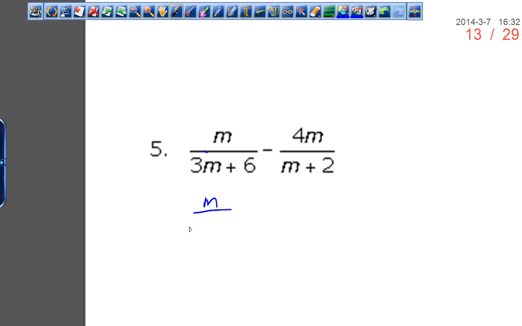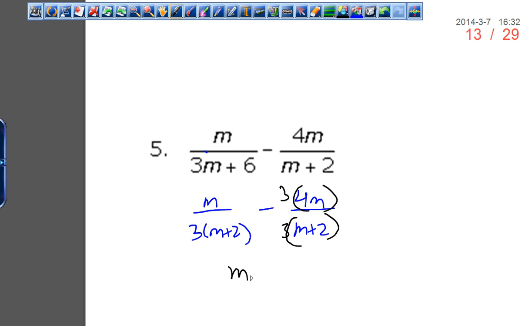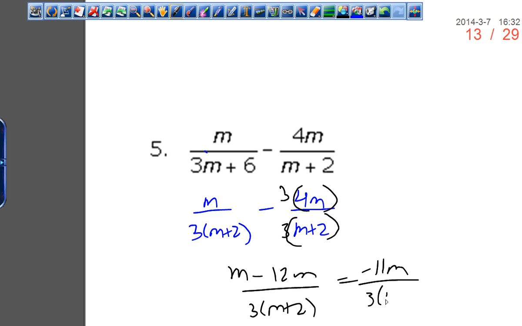Number 5, if you factor out a 3 out of the bottom, so trying to pull out a 3 out of both of them, I get m plus 2. And if you look there, I also have an m plus 2. So for a common denominator, this one is going to need a 3. So I multiply the bottom by a 3, multiply the top by a 3. So I get m minus, well that's 12m, all over my common denominator. m minus 12m is negative 11m. And that's it.